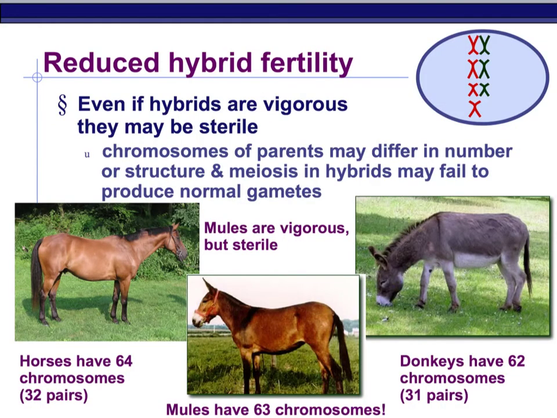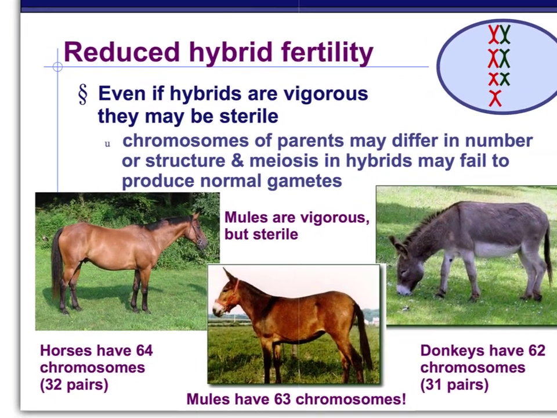Then there's reduced hybrid fertility. So sometimes you make offspring that are actually a really good mix of both parents. So a mule, for example, gets the best of both worlds. He is the offspring of a horse and of a donkey. He has the intelligence of the horse and the strength of the donkey and the speed of the horse as well. So really good animal, really vigorous, but they're sterile. They can't produce offspring of their own, even if they do mate. So one of the reasons this happens is because the chromosomes of the parents may differ in number.